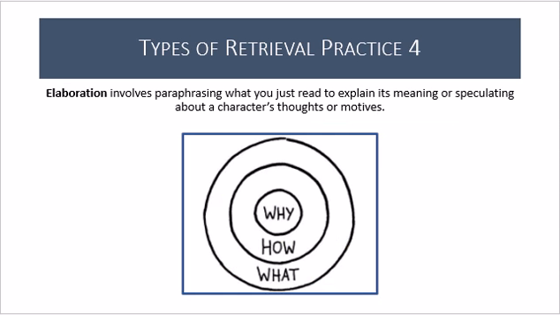A third type of retrieval practice is elaboration. Elaboration involves paraphrasing what you just read to explain its meaning or speculating about a character's thoughts or motives. Like with reflection, elaboration is usually associated with classes like English that require students to read passages and restate the main idea or theme in their own words, but it can be done in any class.